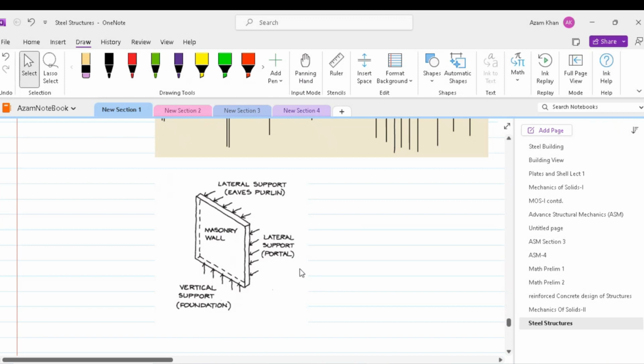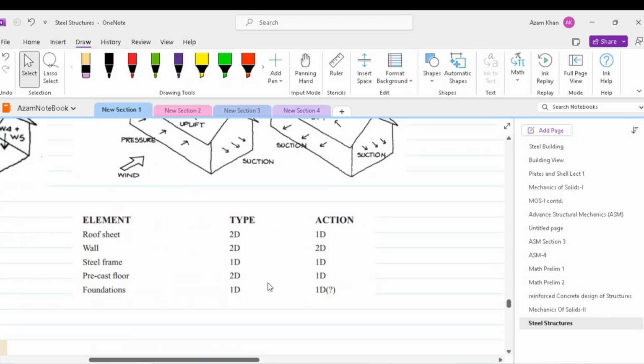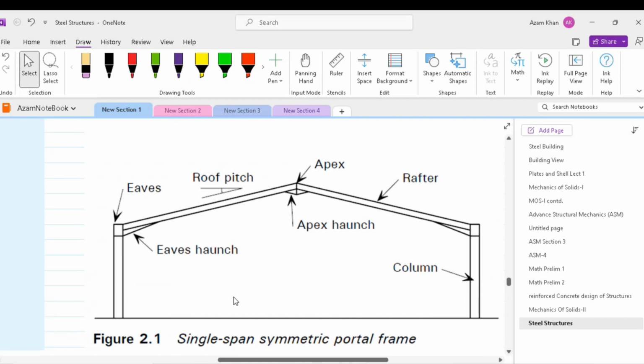Hence, the actions induced by the masonry wall are 2D. The next element is the steel frame. We discussed previously that the steel frame is made up of hot rolled columns and hot rolled rafters connected to the column via fixed connection. The rafters are also connected to each other by a fixed connection.